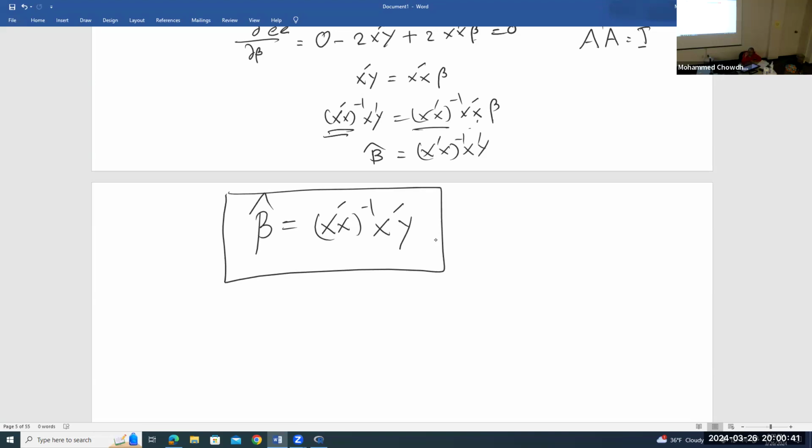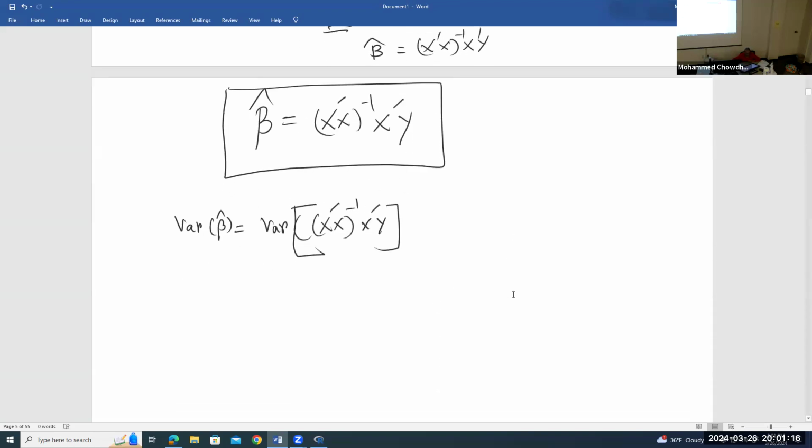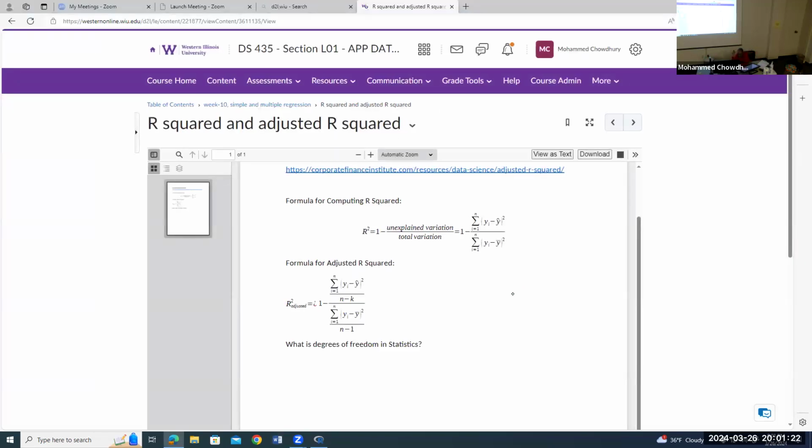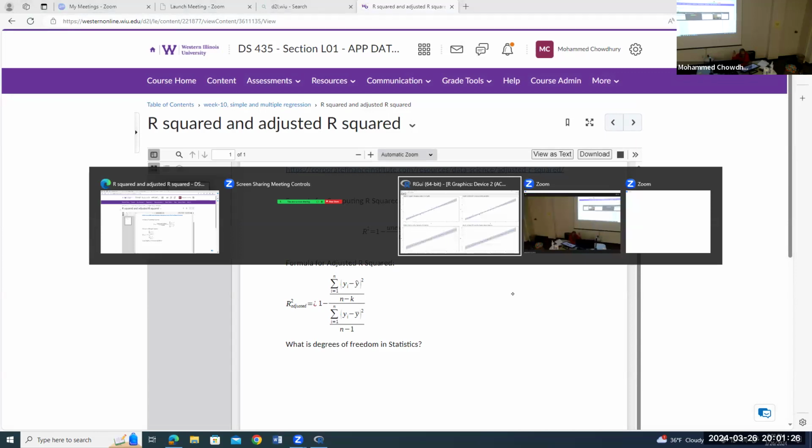Okay. Clear, right? Then I am going to compute the variance. After computing the variance, I will go to the homework. So I want to compute the variance of beta hat. It could be computed as the variance of x prime x inverse x prime y. This is the variance. As I said, your x's are fixed. That's gone.